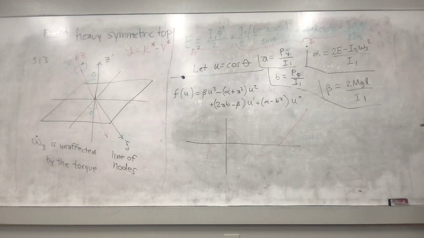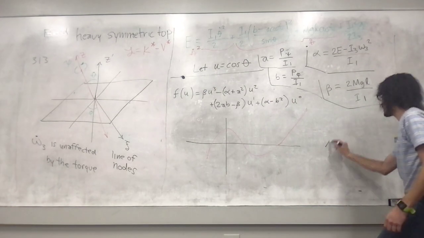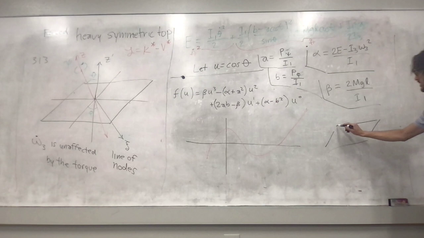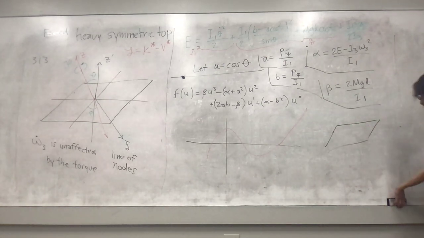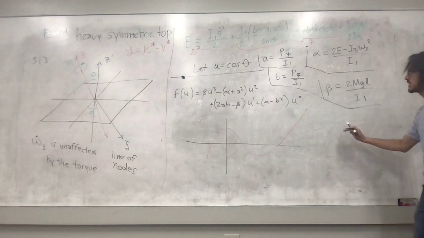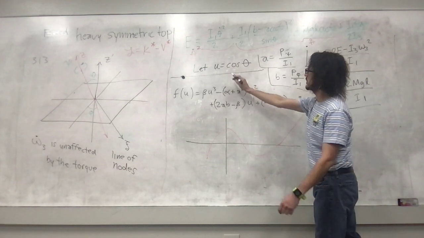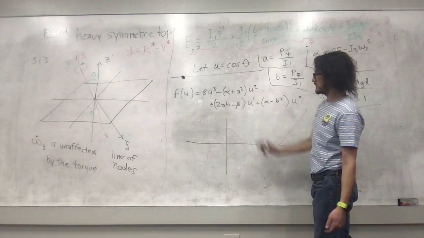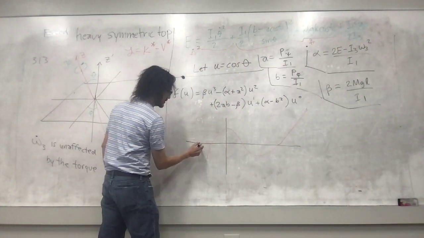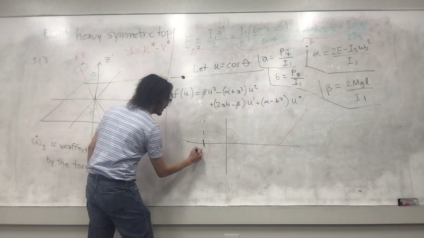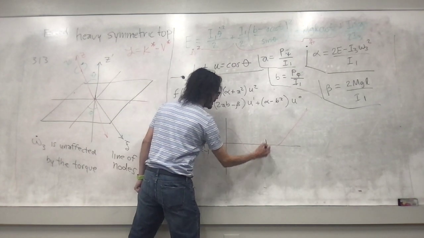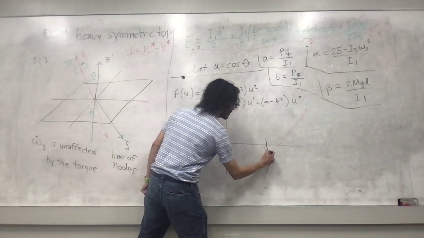If the top is on a plane, then theta, which is the angle with respect to the vertical, is between 0 and 90 degrees. Right? So if that is the case, then u, well, in general, u has to be between plus 1 and minus 1. So it's going to be over here. This is the range, so this will be u equals negative 1, and over here we can put u equals plus 1.